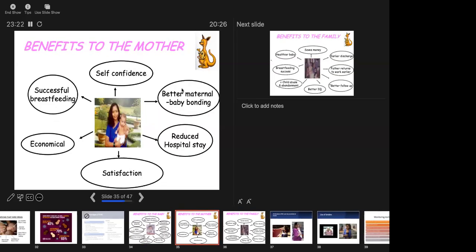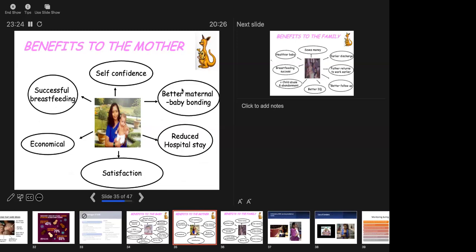Let us see what are the benefits to the mother. Kangaroo mother care improves the self-confidence in the mother. It establishes successful breastfeeding. The breast milk output is improved in the mother. At the same time, it improves the bonding between the mother and the baby. There is also an improvement in maternal satisfaction. Since the baby gains weight faster, there is less infection and less hypothermia. These babies are discharged faster and there is also reduction in the hospital stay.